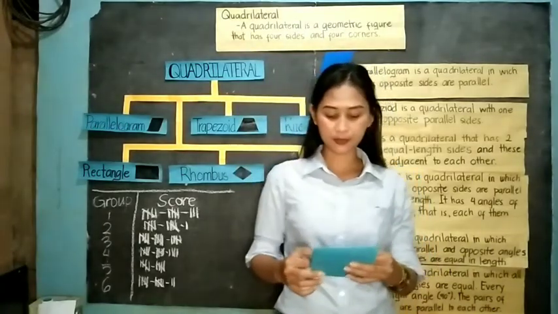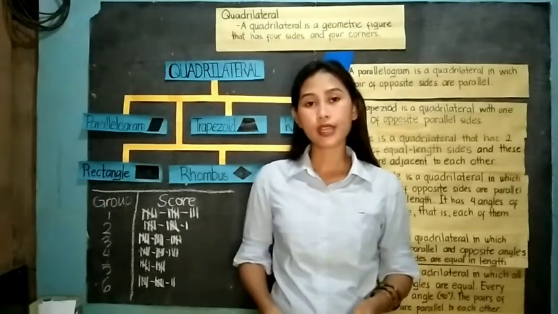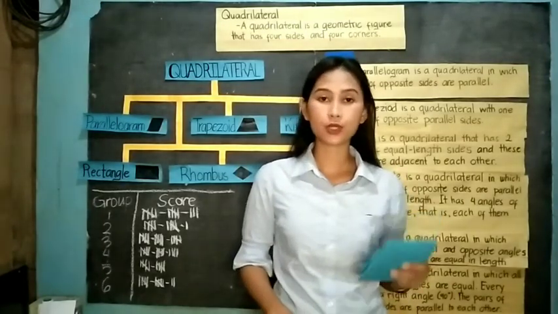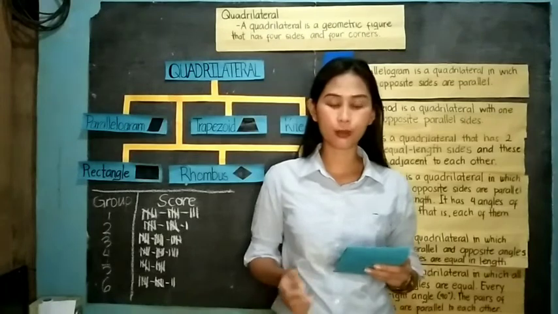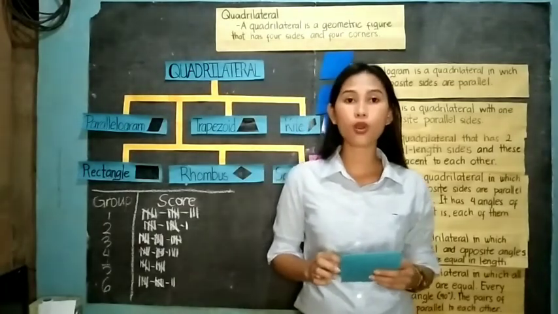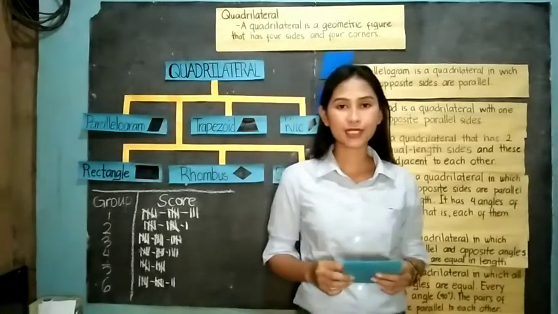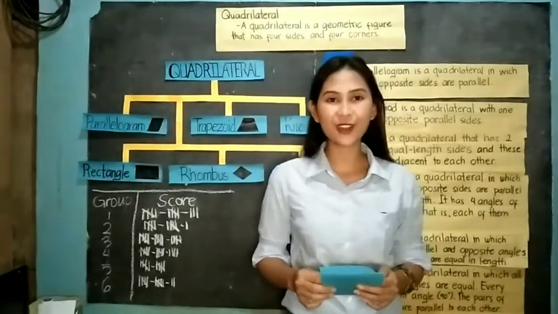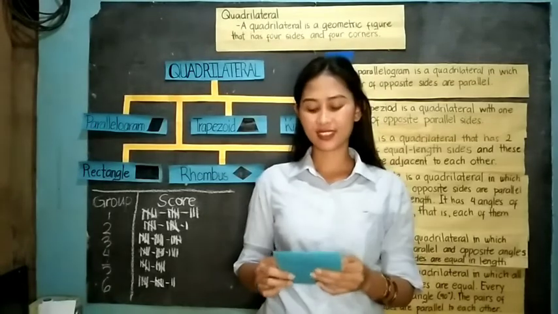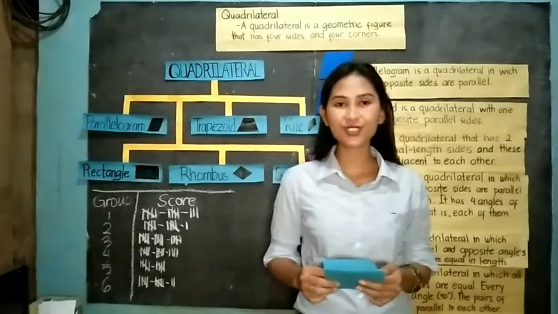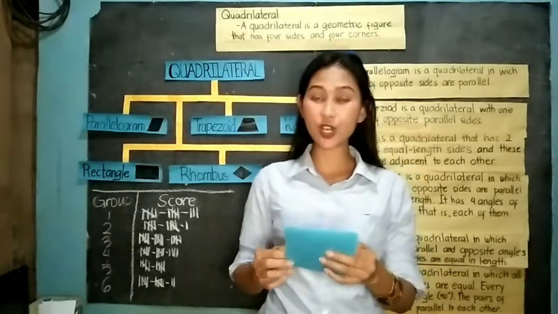Number 3. A square is a parallelogram. Is it a fact or a bluff? Time's up. Everybody, raise your answer. All of you got the correct answer. The answer is fact.